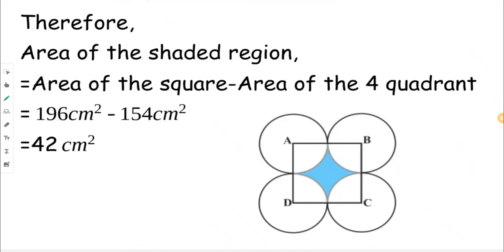Alright, therefore, let's find the area of the shaded region, right? So what did I say? Area of the square, and then simply minus area of the 4 quadrants, right? Area of the square minus this 1 area, 2, 3, and 4 area. And I'll get this blue region. So we already got it. 196 minus 154. What is our answer going to be? 42 centimeter square.